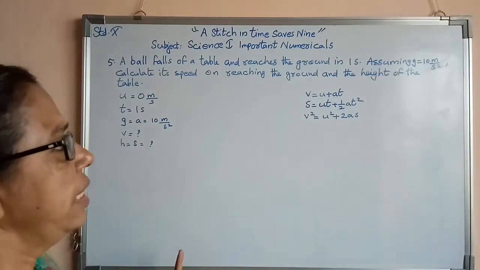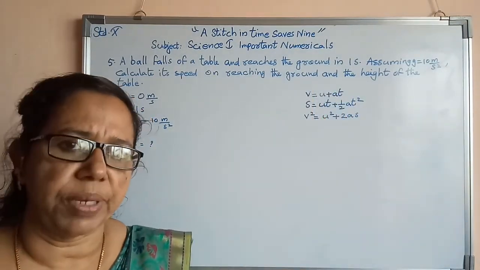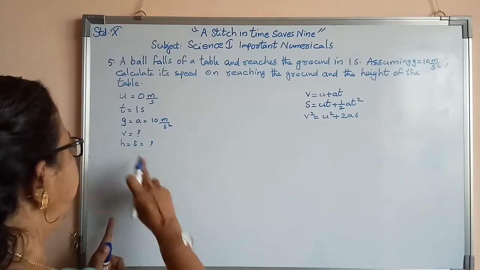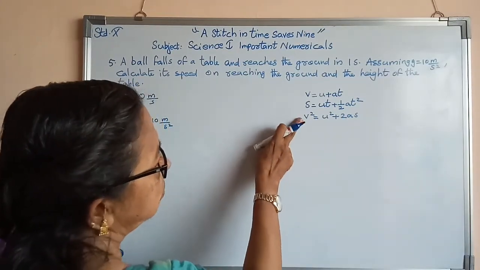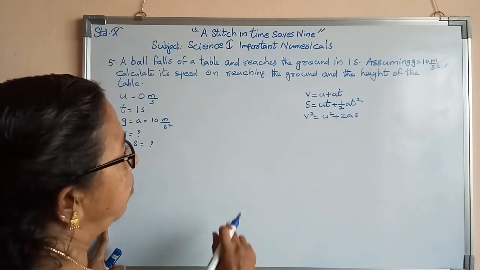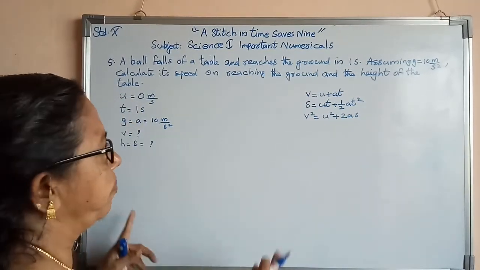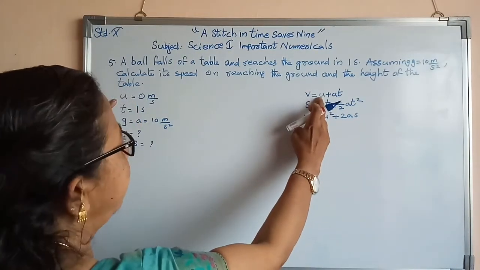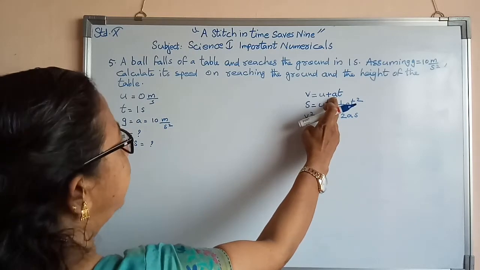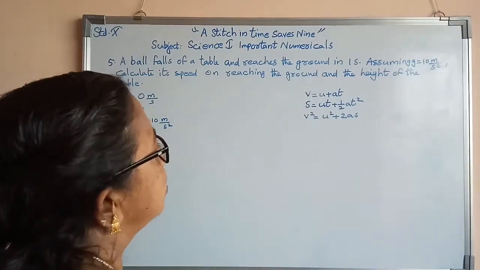Now here v we have to find out. One more thing, in a formula, if two values are not there, we cannot use that formula. So let us see now. V we have to find out. For finding v, either this or this formula we can use. But let us see which values are given, then we will think. V we have to find out. U already given, a given and t given. So we can apply this formula.